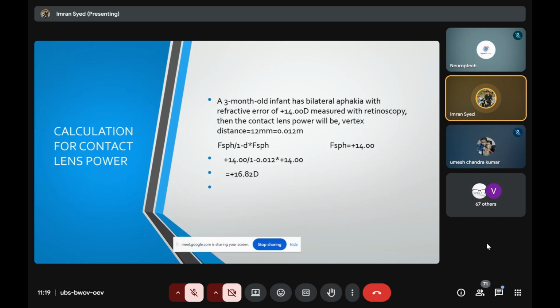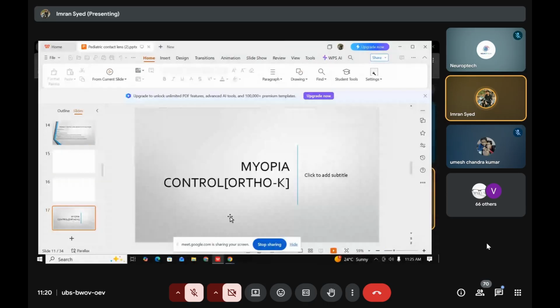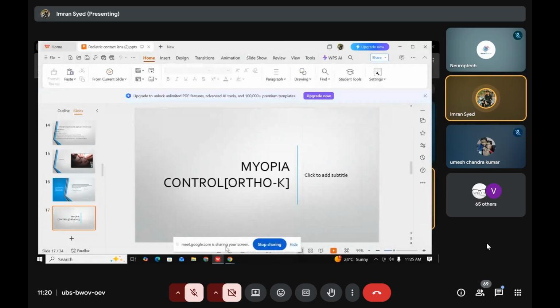If you do that formula, you will get around plus 16.82 diopters, or around plus 17 diopters of power for the contact lens. This is the contact lens power that you have to prescribe for that child with the refractive error of plus 14 diopters. This is how you will do your contact lens power calculation. This is for the cases of aphakia. I hope that it is clear for you guys.